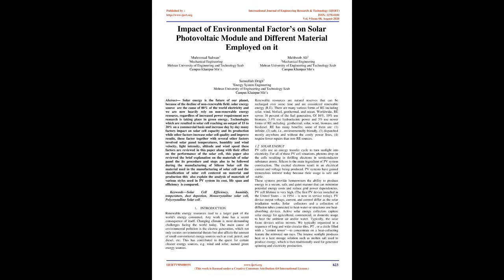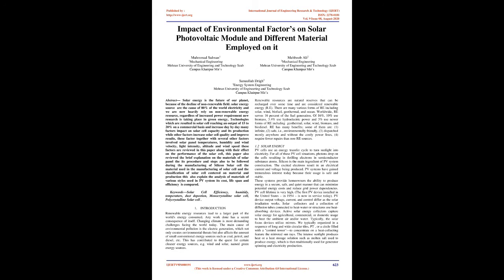1.2 Solar energy. 1.2 Environmental impact on the performance of the PV system. PV cells use an energy transfer cycle to turn sunlight into electricity. For all of these PV cell situations, photons drop on the cells, resulting in exciting electrons in semiconductor substance atoms. Silicon is the main ingredient of PV system construction. The excited electrons result in an electrical current and voltage being produced.